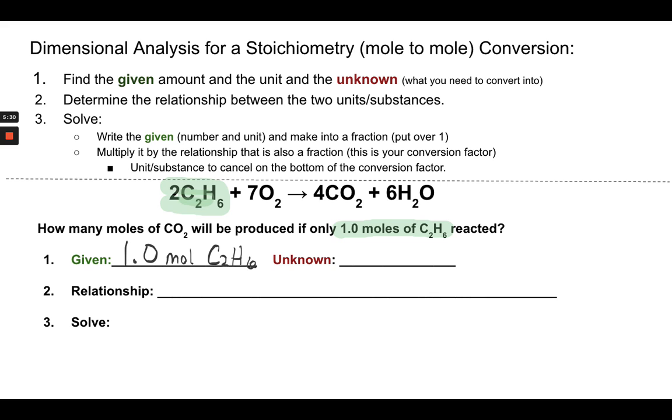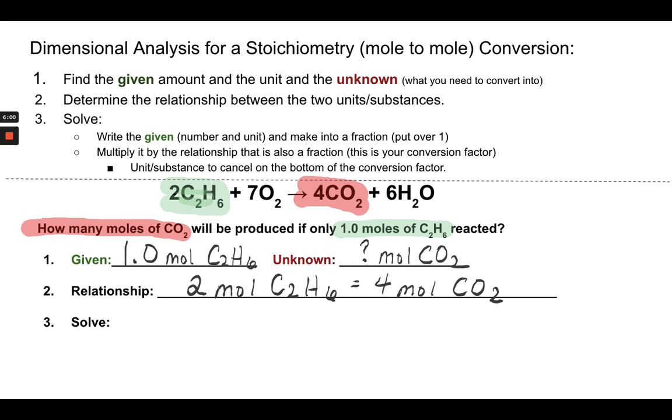But remember, the number from the balanced equation is your relationship. Your given comes from the problem, not the balanced equation. The unknown for this problem is how many moles of CO2 will be produced. So I need a relationship that links moles of C2H6 with moles of CO2. I will be using these two substances for my relationship. 2 moles of C2H6 equals 4 moles of CO2. We will ignore the other substances in this reaction because they're not part of the problem.